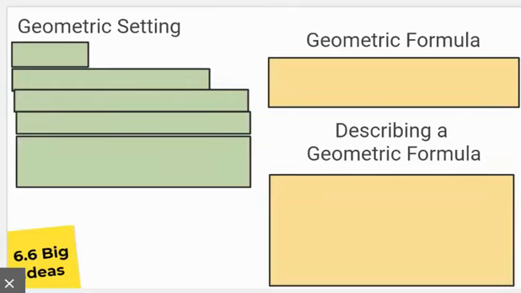Hey everyone, in this video we are going to be looking at the big ideas for section 6.6.